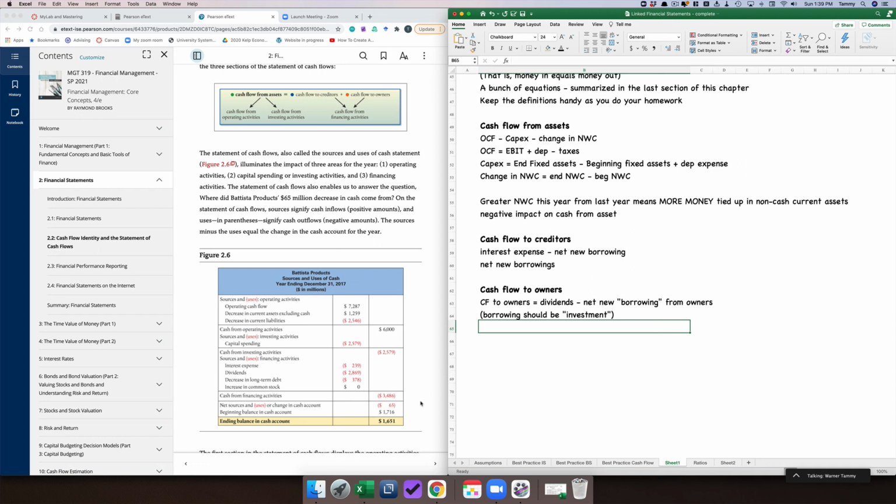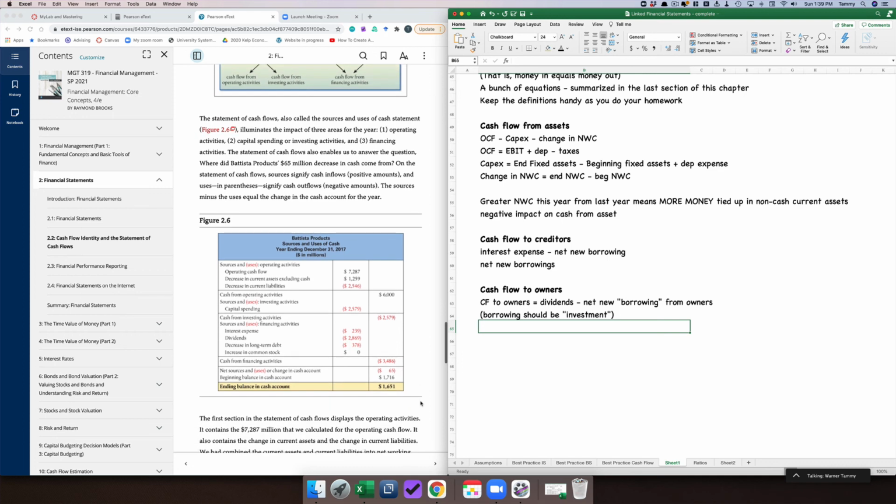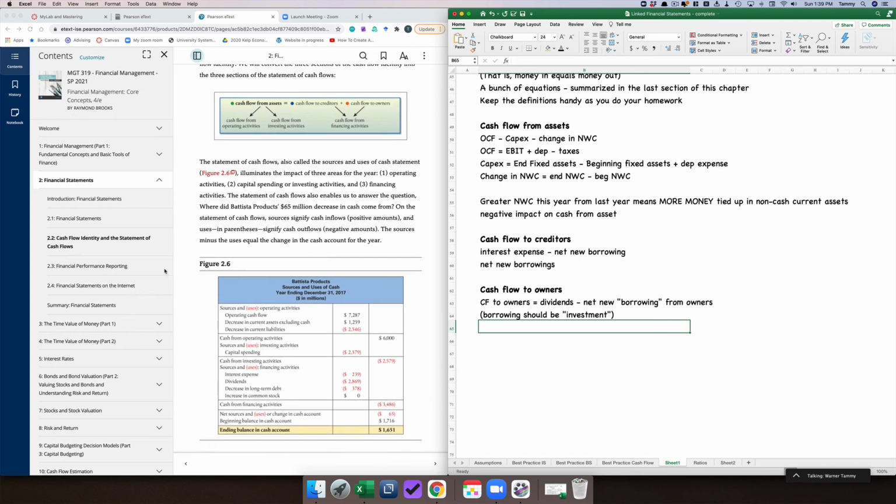Okay, I'm going to stop it here. This one was probably a little longer than usual, and then I'm going to quickly run through just a brief statement about the last couple of sections here in the chapter.